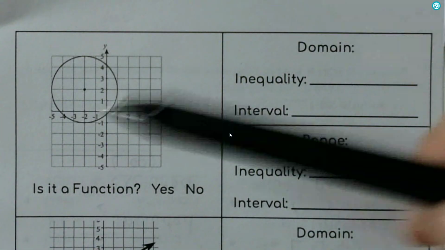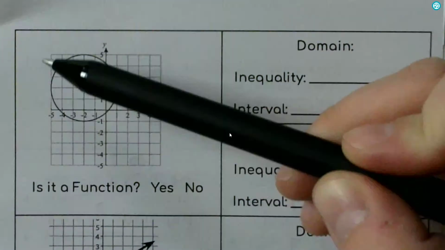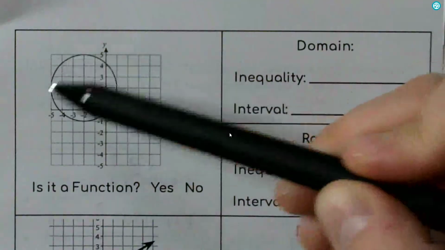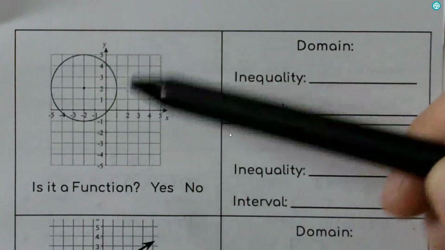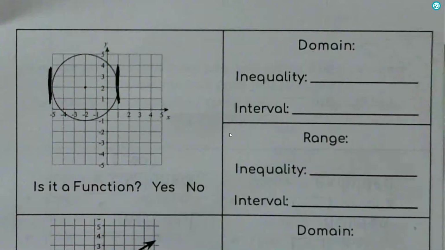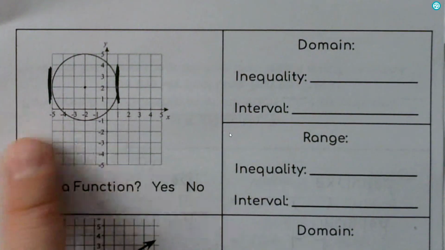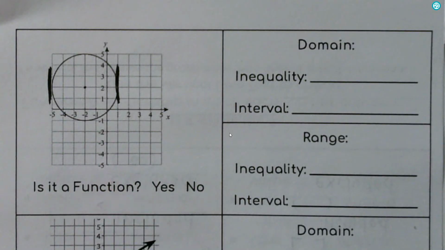Domain is left to right. So we are looking to find the furthest left this graph goes and the furthest right this graph goes. So the furthest left this graph goes is right here. The furthest right this graph goes is right here. So that means I go from -5 to 1. That is my domain. But there's a special way we write it, so pay attention to how we write it.